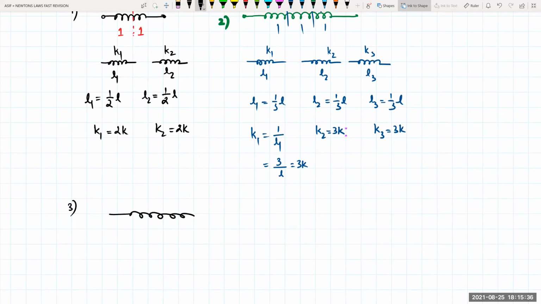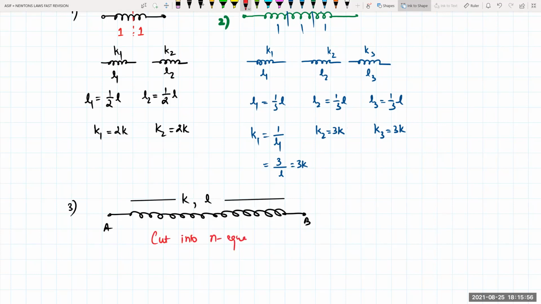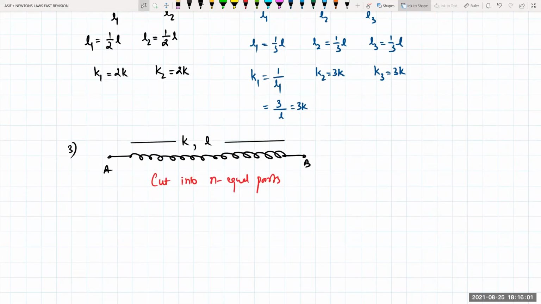If I take a spring with terminal B, terminal A, spring constant K, and length L, and I cut it into n equal parts, then N equal parts means all of them are in the ratio of 1:1:1:1. So we'll be getting one spring here, another here, another here, like that n number of springs.